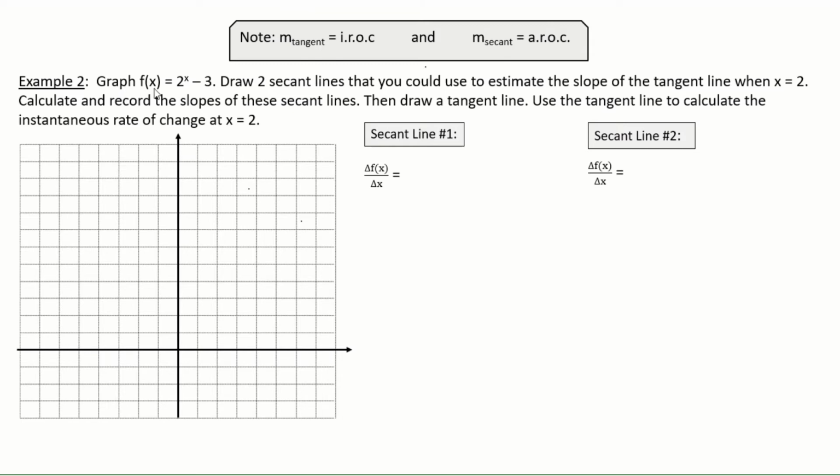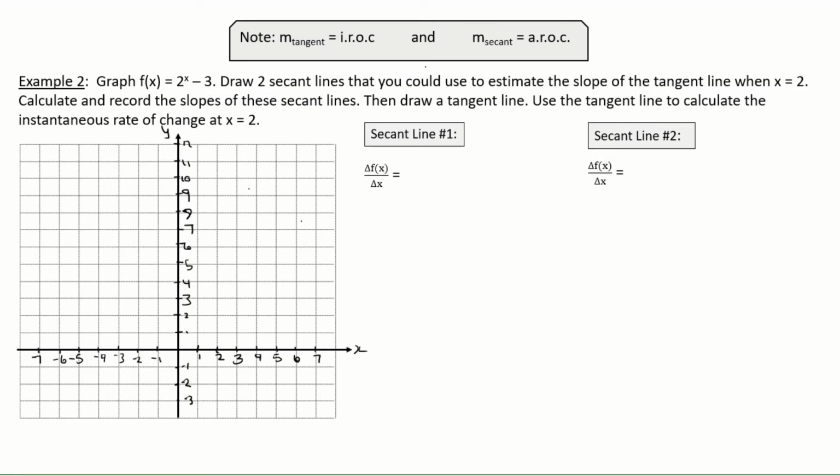Example 2, graph this function. So there's more instructions here, but we're going to start just with graph this function. And this is an exponential function. So let's get to work by remembering, first of all, this is the parent function right here, but then it's dropped down 3. So I've already got my axes in place here for where I need them to be, and I'm going to put a scale on there.